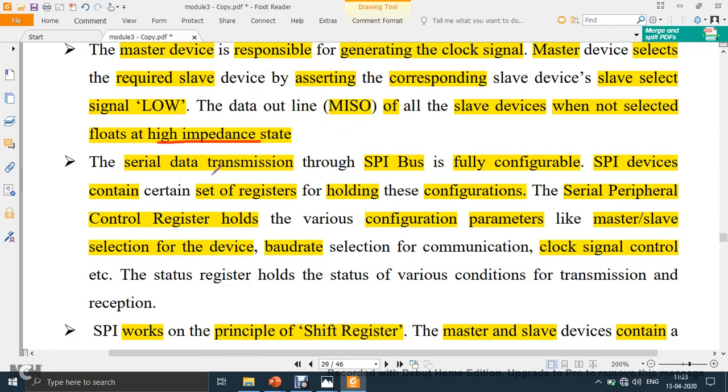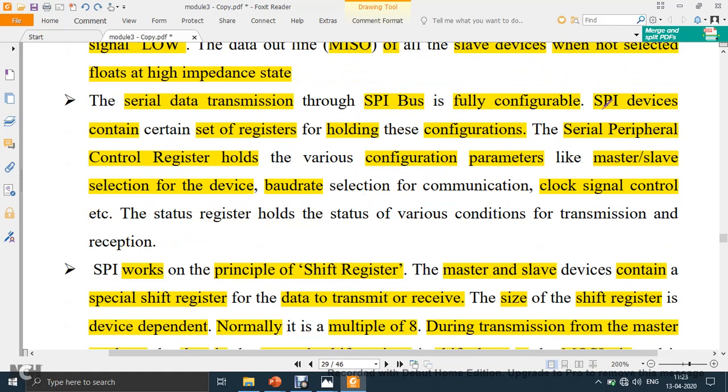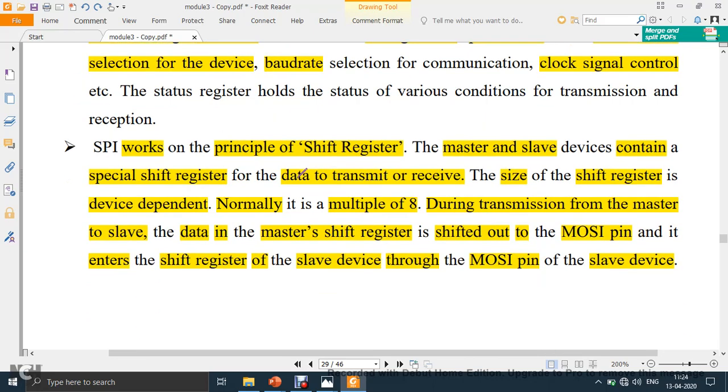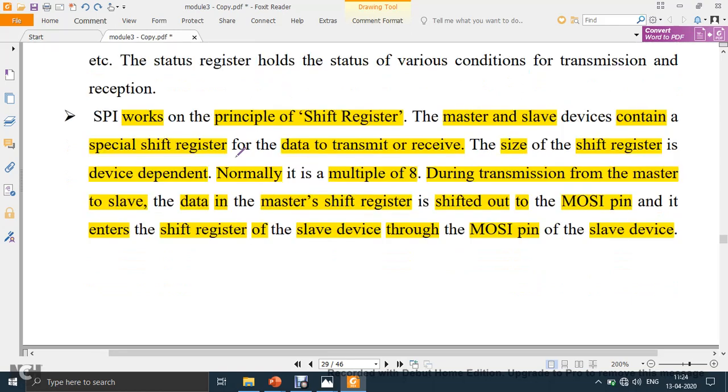So the serial data transmission through the SPI bus is fully configurable. SPI devices contain a set of registers for holding configurations. Each SPI device contains some configuration registers which will hold the settings. So we can change the parameters, like what is the baud rate, what is the clock control signal. Baud rate is nothing but the speed with which data transmission takes place. That is very important in serial communications.